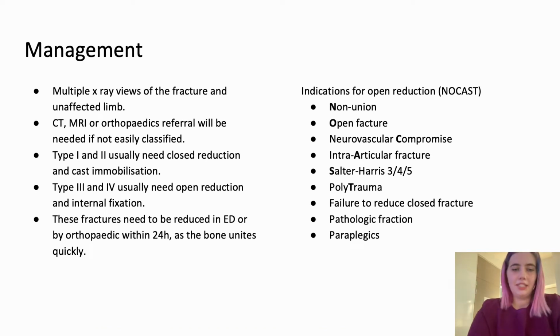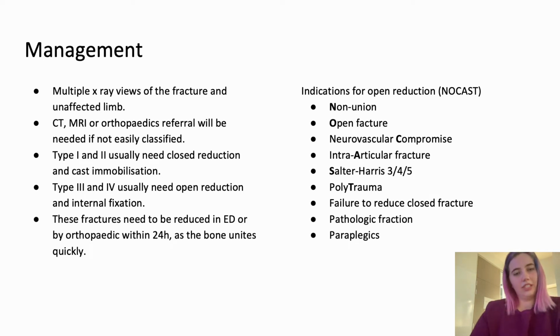So management, you want to get multiple x-ray views of the fracture and the unaffected contralateral limb. You want to get CT, MRI or orthopedic referral if not easily classified. Type 1 and 2 usually only need a closed reduction and cast immobilization, but if closed reduction is not possible, don't keep trying as you'll cause more injury than needed.